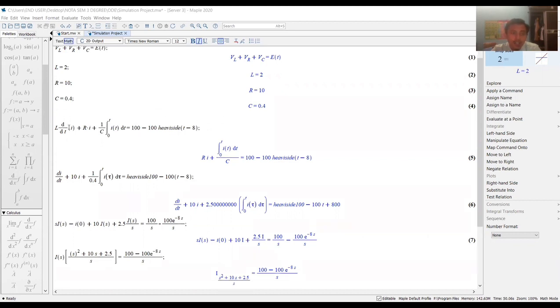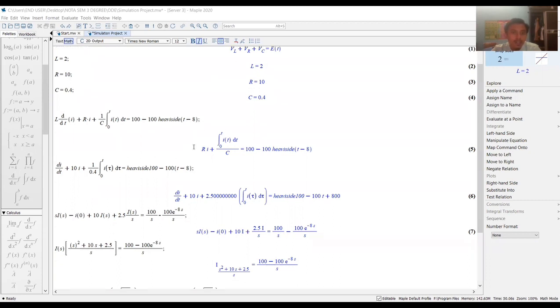Then we just write the formula of the circuit, which is L di over dt plus R multiplied by I plus 1 over C, because it's a capacitor, integral of I(t) dt, equal to 100 minus 100 Heaviside in the bracket t minus e. So from this formula, we get this result.